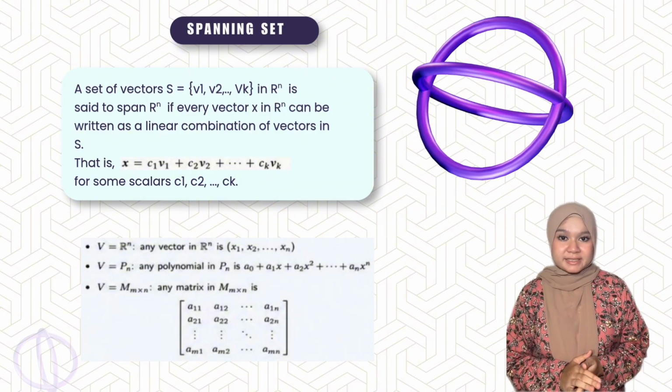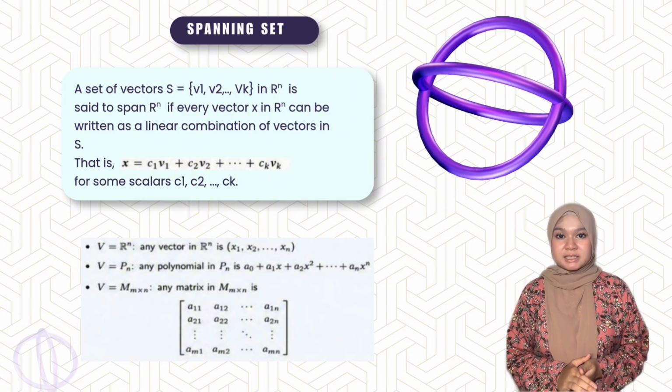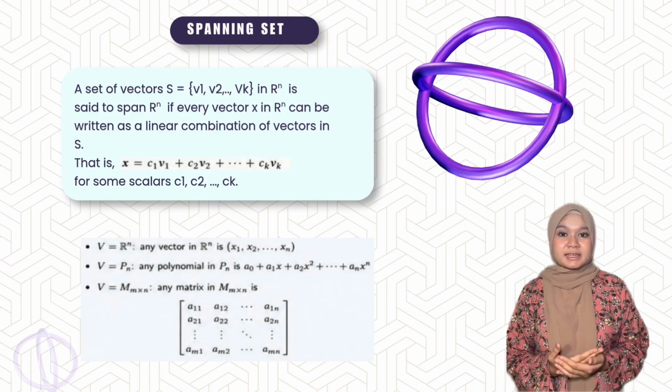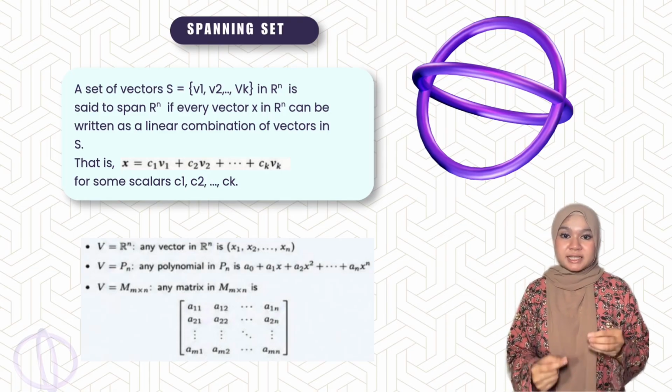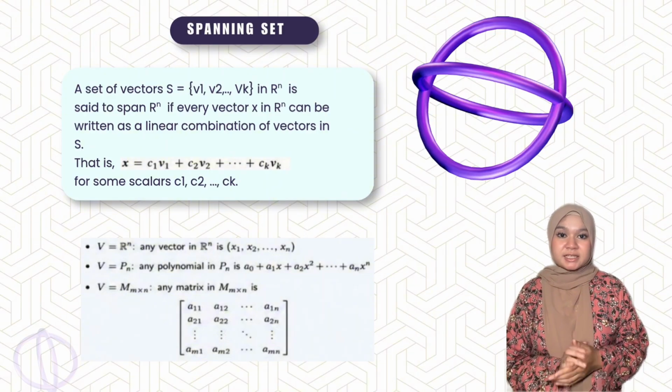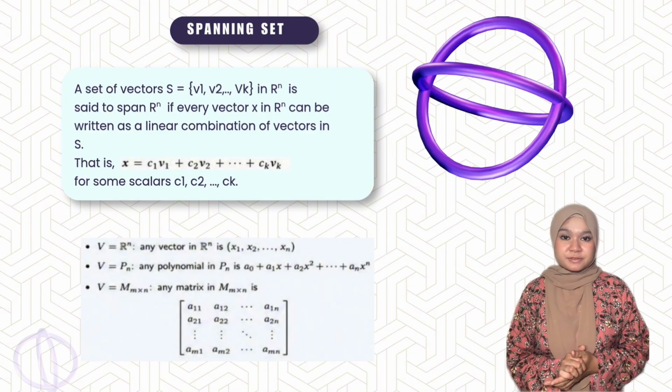A set of vectors S spans a vector space if every vector in that space can be written as a linear combination of vectors in S. In other words, the vectors in S are sufficient to generate the whole vector space.